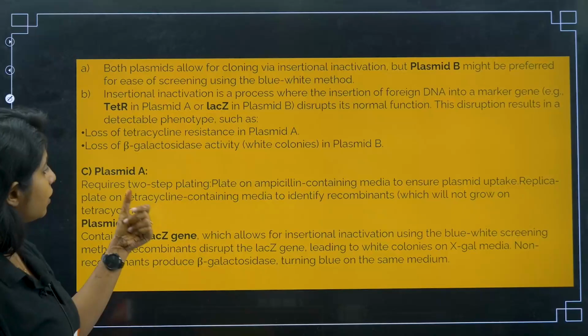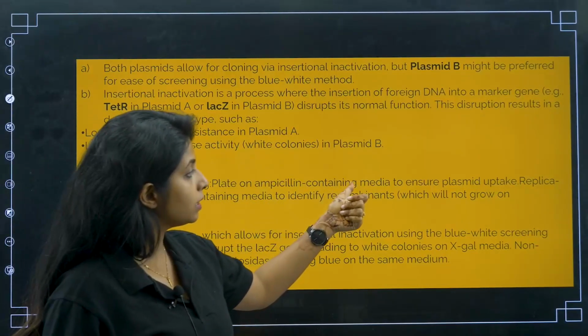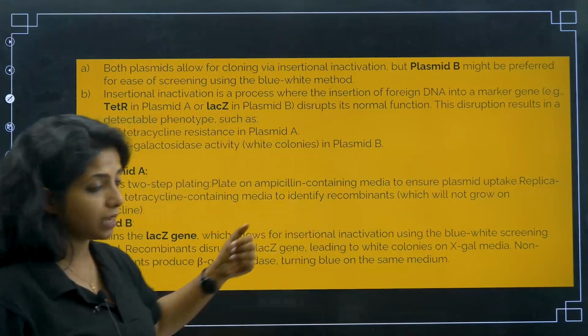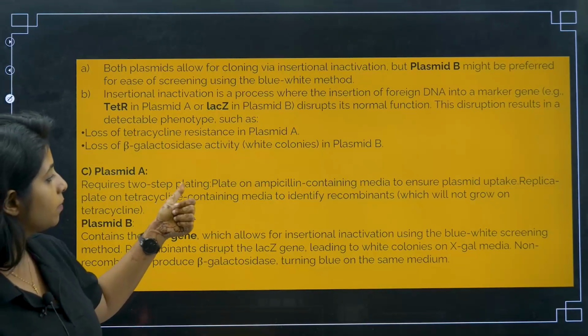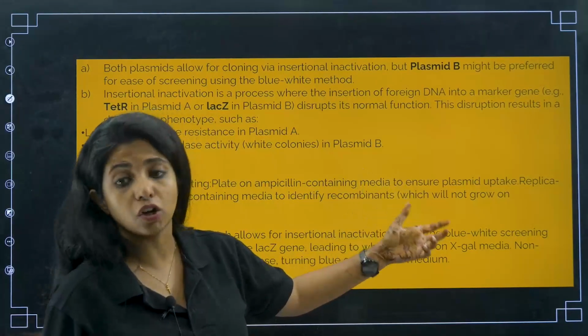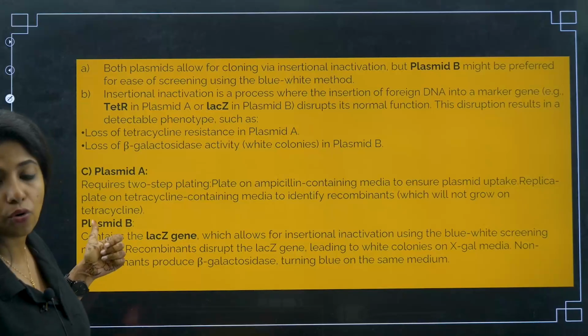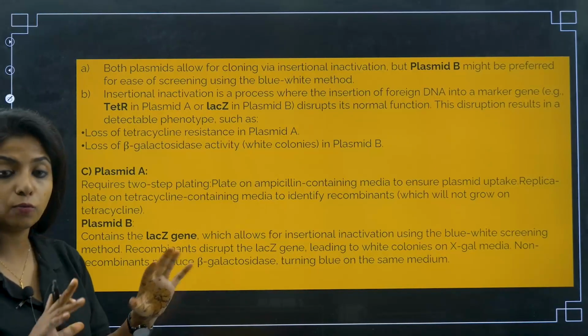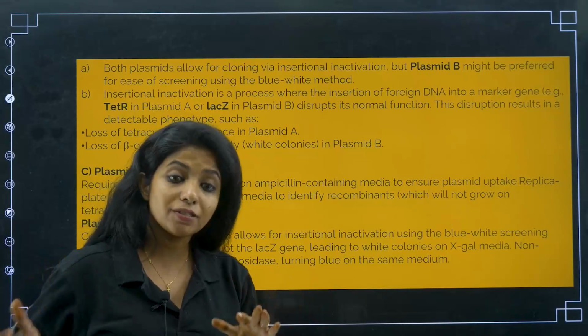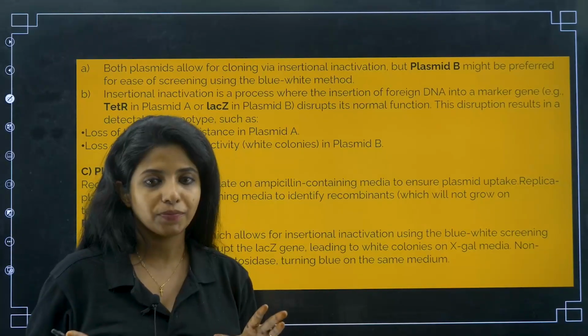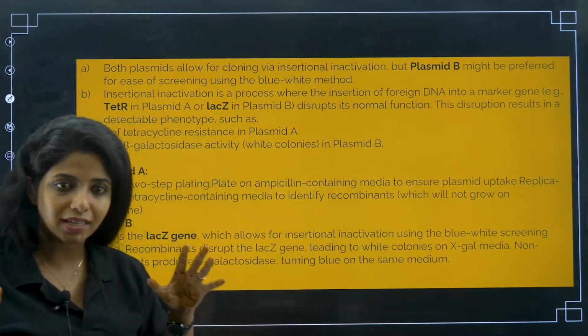So plasmid A requires 2-step plating. Plate on ampicillin containing media to ensure plasmid uptake, that is, whether transformation has taken place or not. Now replicate on tetracycline containing media to identify the recombinants, which will not grow on tetracycline. The non-recombinants will definitely grow, because they still have the resistant gene.